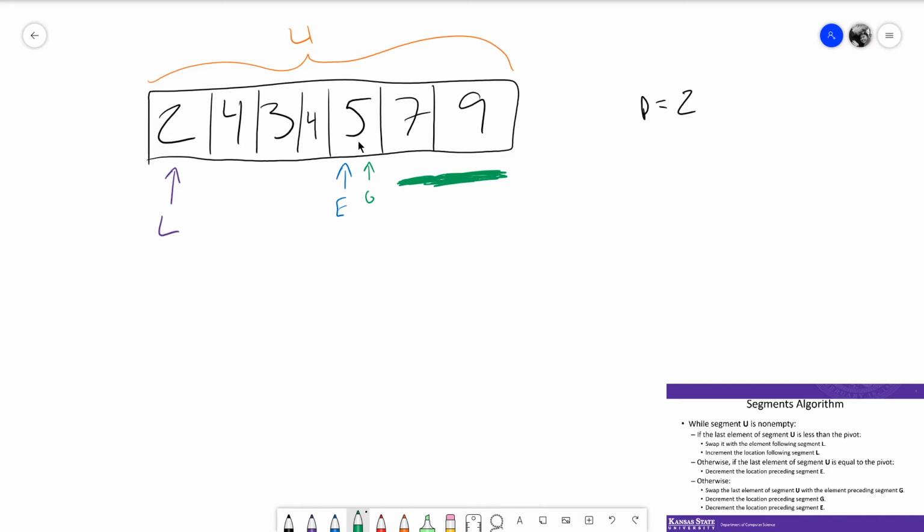Let's get 5. Is 5 greater than or less than 2? Well, that happens to be greater than. So again, same pattern. We're shifting E and G down, and then G gets grown.